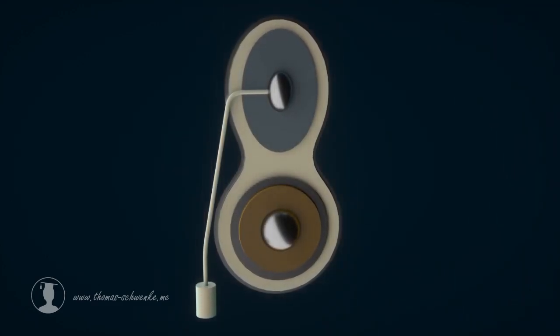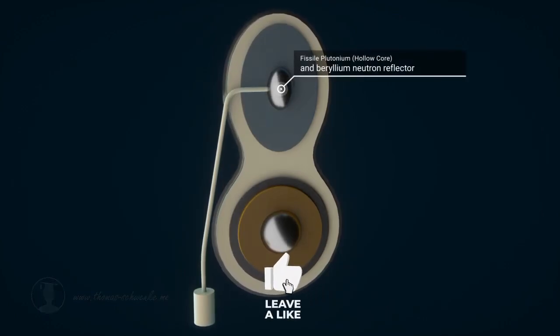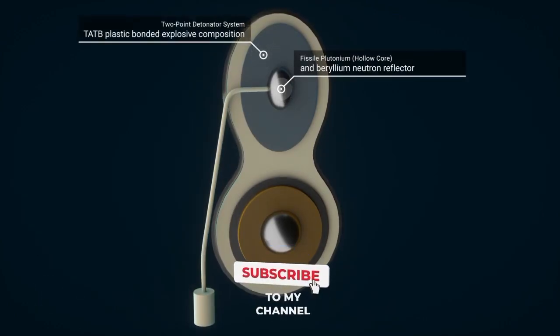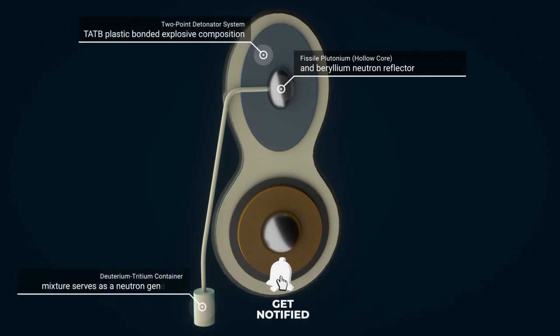The fission stage has a hollow plutonium core. Conventional explosives are used to compress the plutonium. In addition, a container is attached which produces a gaseous deuterium-tritium mixture in the hollow plutonium core before the explosion. This mixture serves as a neutron generator.